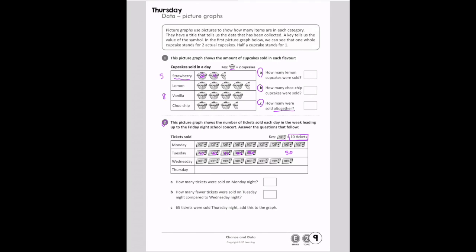Okay, so you can use this graph to answer question A and B, and then on question C, it tells us that 65 tickets were sold on Thursday night. We need to add this to the graph. So you now need to represent 65 tickets in this spot here on Thursday, okay? So show us that 65 tickets were sold. Remember, 1 ticket symbol equals 10 tickets, okay?